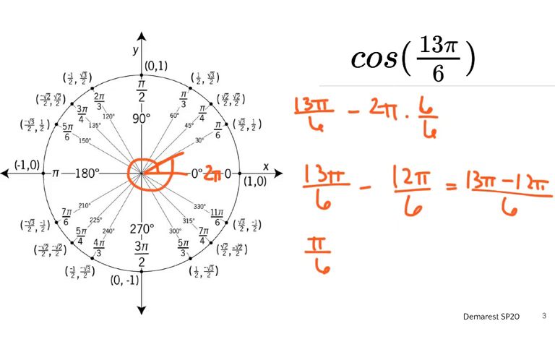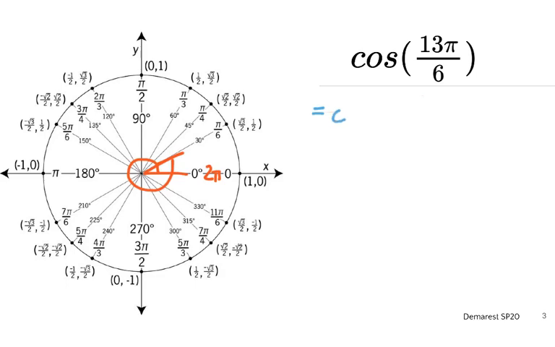Okay, so I can rewrite this now as cosine of pi over 6. These two things are equal. If you were to type them into your calculator, you would get the same answer. You would get a decimal answer, which is why we don't type it into our calculator, but they're equal. They're the same. So now all I have to do is look at my unit circle, look at pi over 6. It's cosine, so I'm looking at the x-coordinate, and bam, there's my answer, radical 3 over 2. Okay?